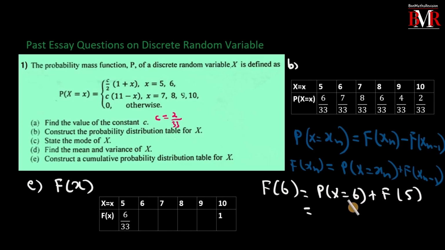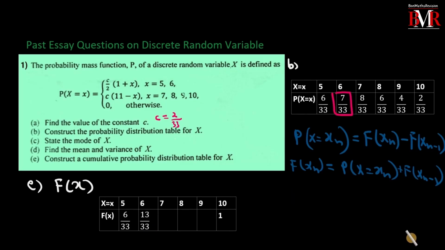You know, the probability of x equals 6 from the distribution table is this, and the cumulative value of 5 is this. That means we have here 7 over 33 plus 6 over 33. These fractions have the same denominator, so I can just add the numerators. That is 7 plus 6 is 13. That is 13 over 33. It means here is 13 over 33.